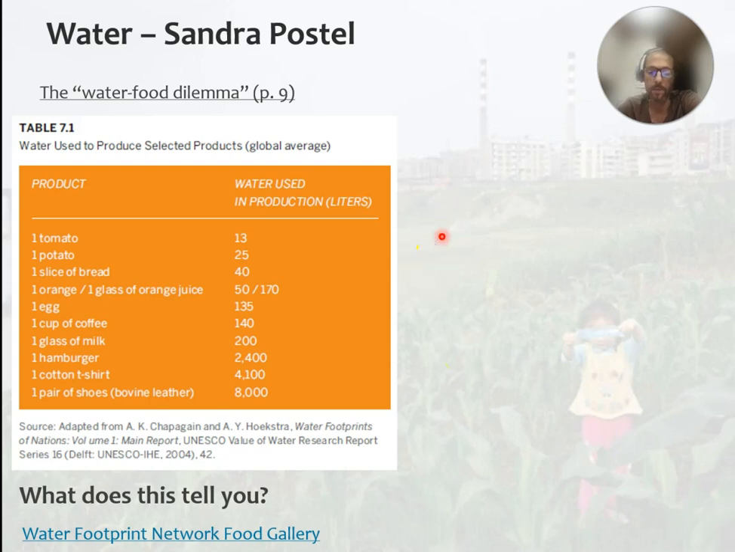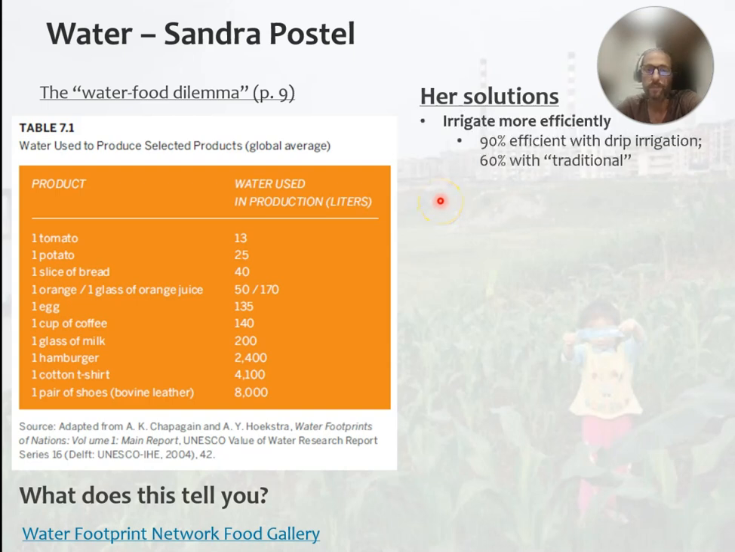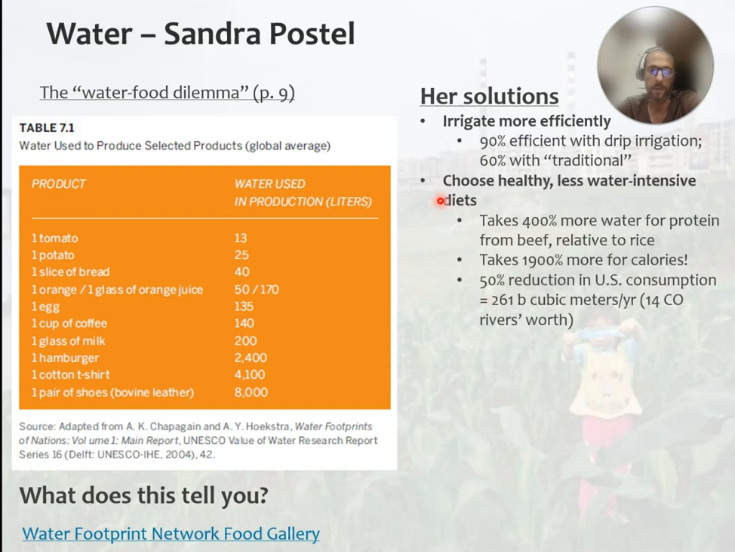All right. So again, the vast majority of water that you use, you don't actually see. And so Postel does offer some solutions, like more efficient irrigation. We'll go over this in a minute. But spray irrigation, as we alluded to earlier, is really inefficient.